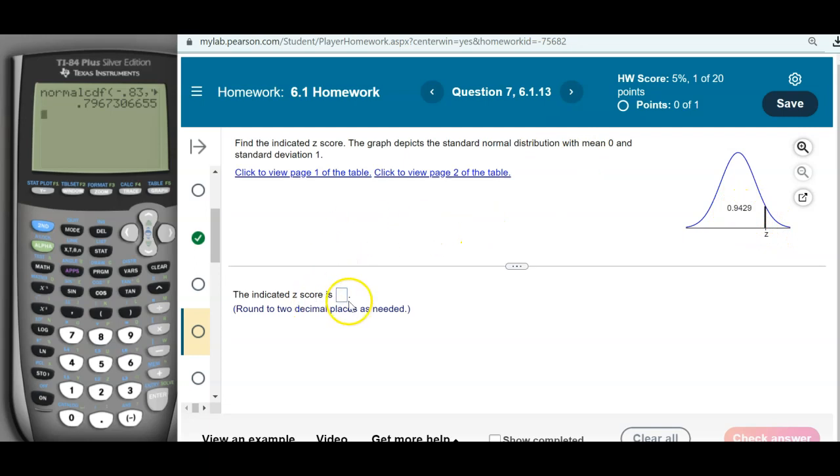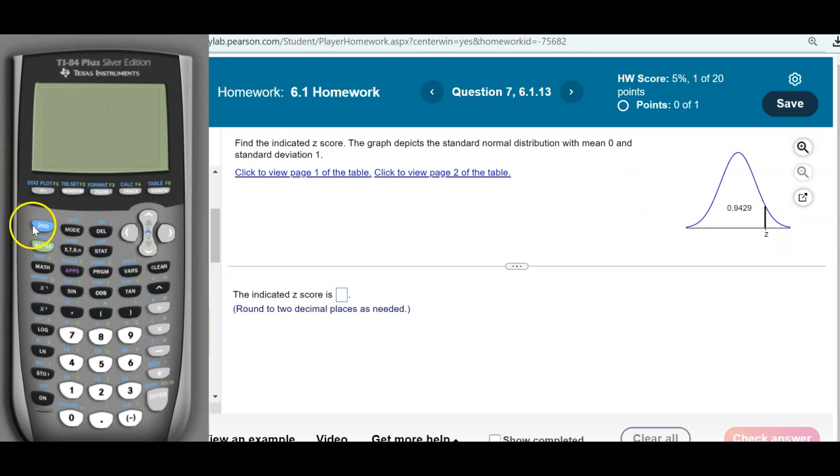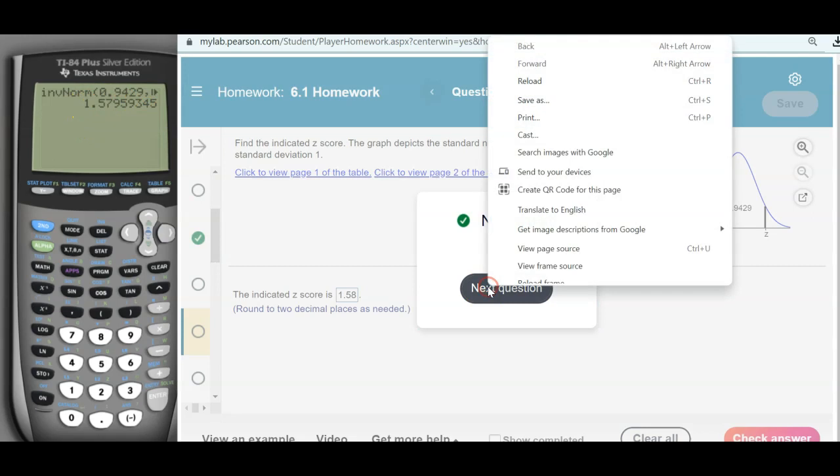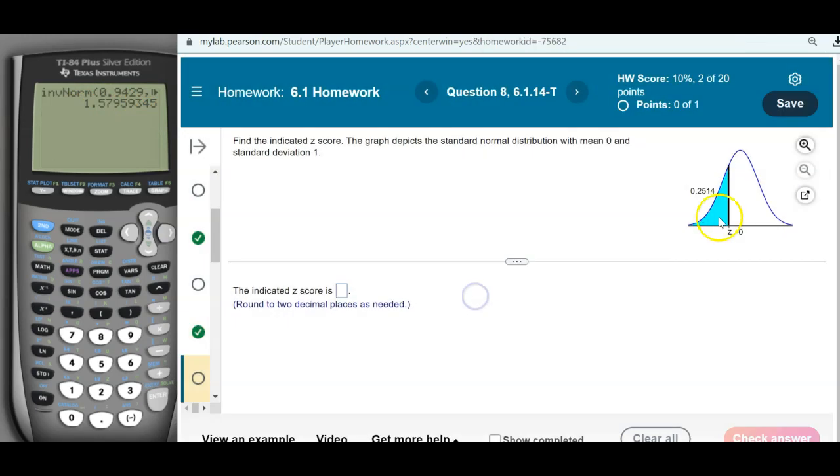All right, the other type of problem that you'll see in this section is you're given an area to the left of a number and you're trying to find the z-score. In that case, you're using what's called the inverse normal. The inverse procedure takes in an area, inverse norm. It takes in an area to the left of the number, so in this case the 0.9429, and what it's going to return is this missing z-score that has that area to the left of it. So you usually run these to 2 places, so 1.58.